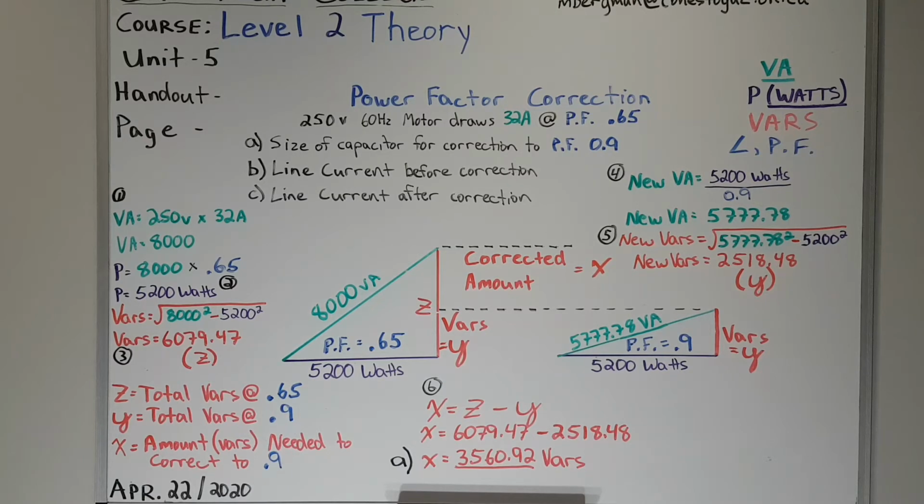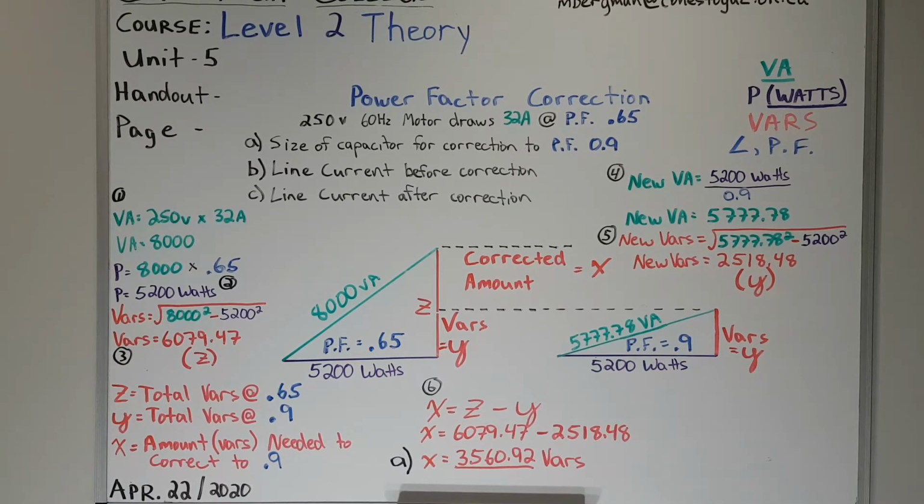Now, let's go back to the left side of the board. So we start building a second triangle. We can do one of two things. We can complete the values for our second triangle, which is our corrected triangle, or we can go ahead and find out what the total VARs is for our first triangle.